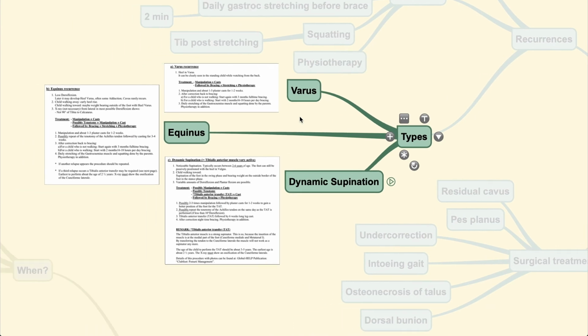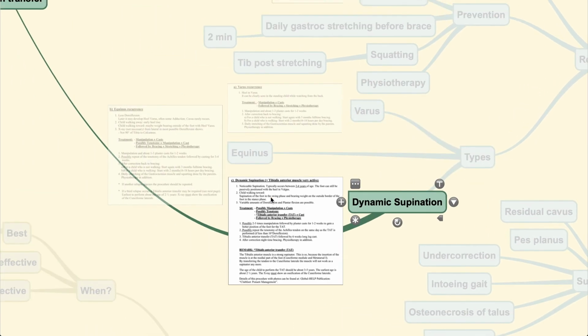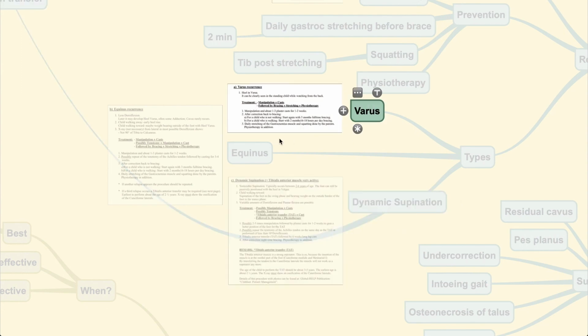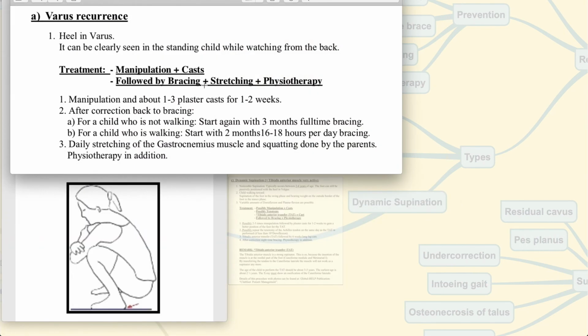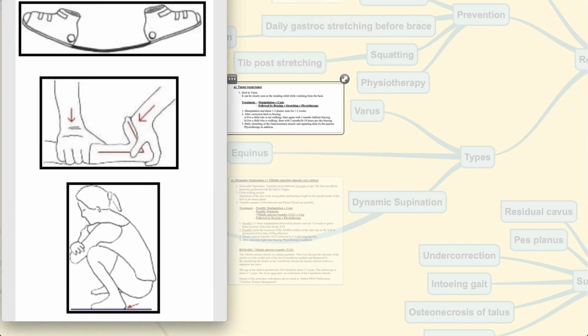Now, regarding the types of recurrences themselves, there are 3 types that are frequently found, the first being the varus recurrence, in which the heel can be seen still in a varus position, clearly seen when the standing child is being observed from the back. Treatment generally includes manipulation and cast, followed by bracing, stretching, and physiotherapy.